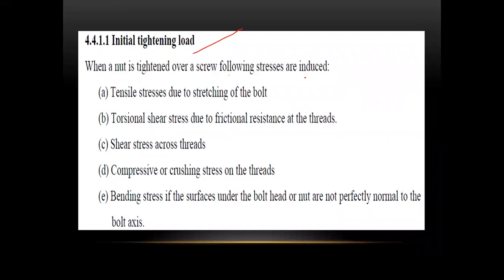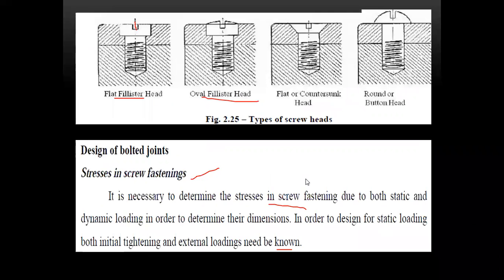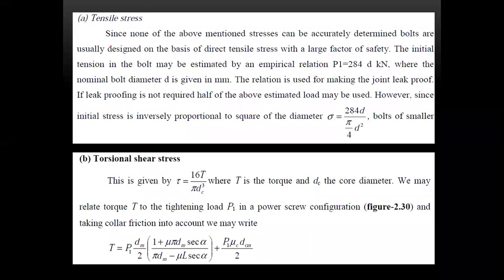When a nut is tightened over a screw, the following stresses are induced. First one is tensile stress due to the stretching of the bolt, torsional shear stress due to the frictional resistance at the threads, shear stress across the threads, compressive or crushing stress on the threads, bending stress on the bolt head. So under the initial tightening, we are having the tensile stress. For this tensile stress, sigma is equal to 4P divided by pi dc squared, where dc is the smaller diameter of the bolt.